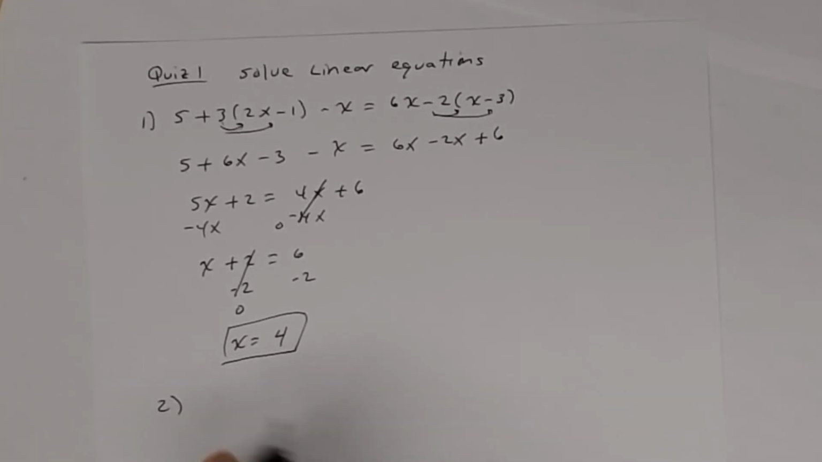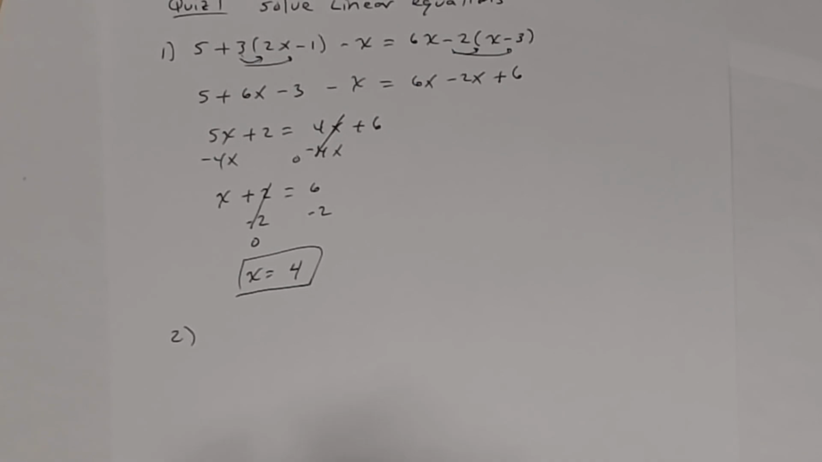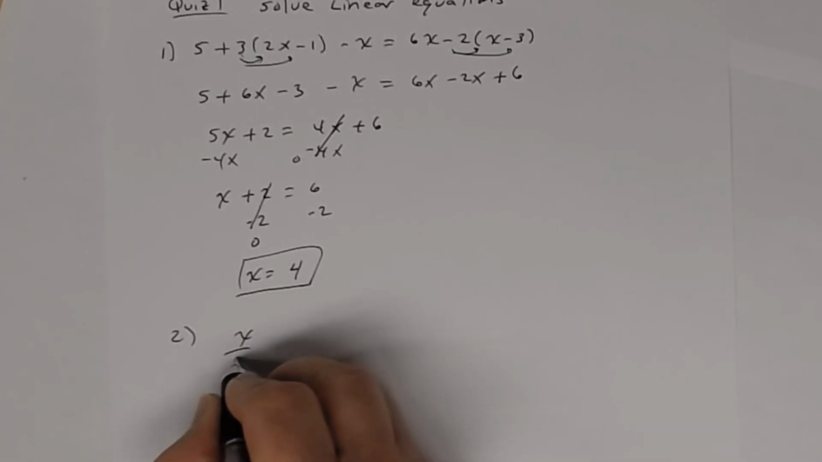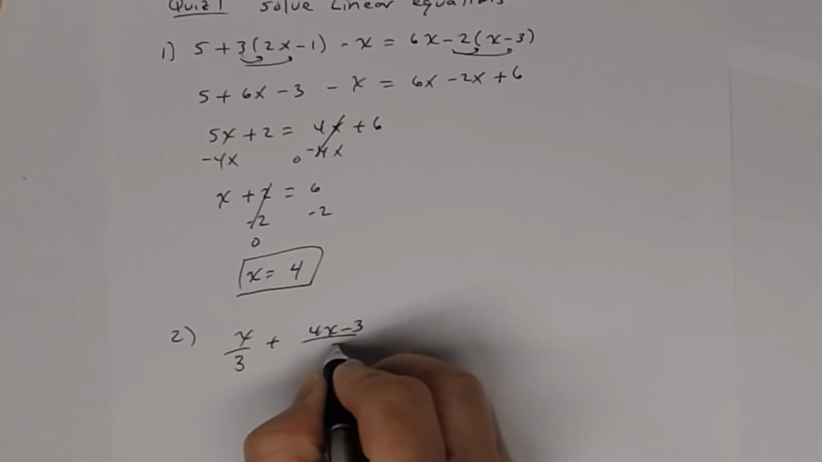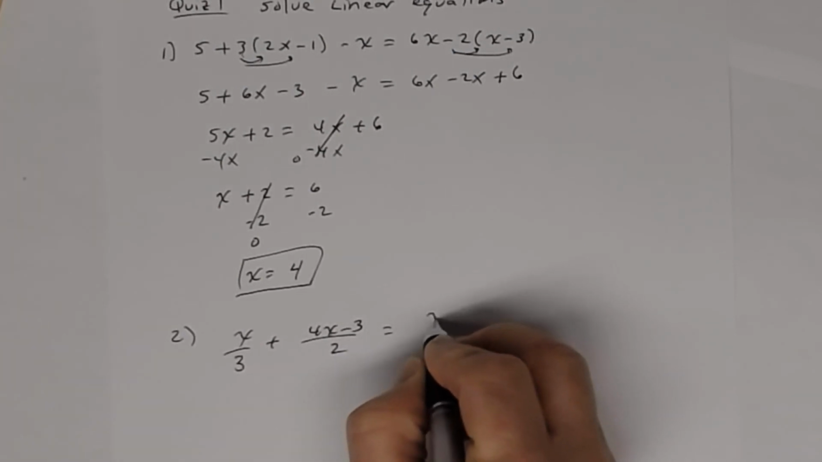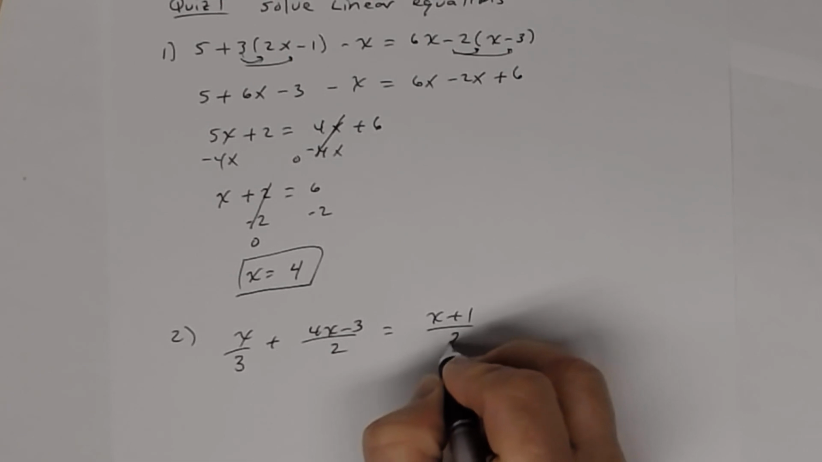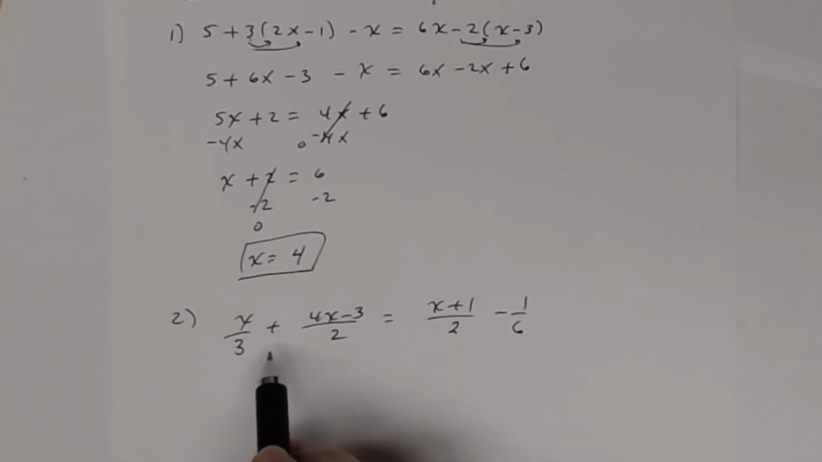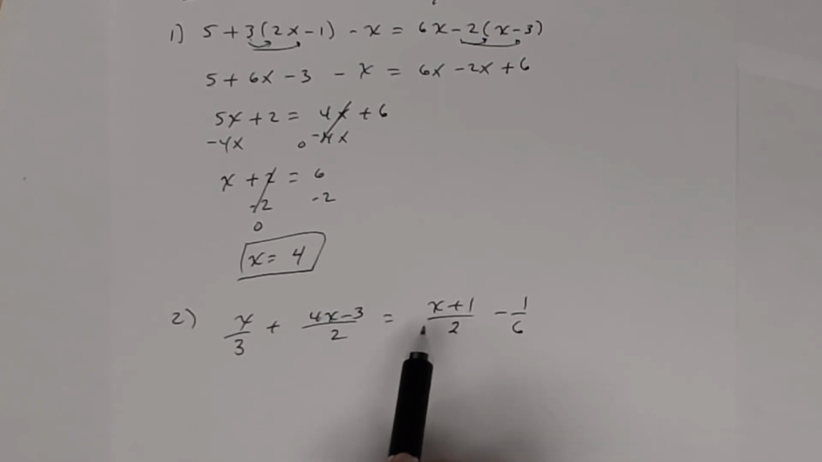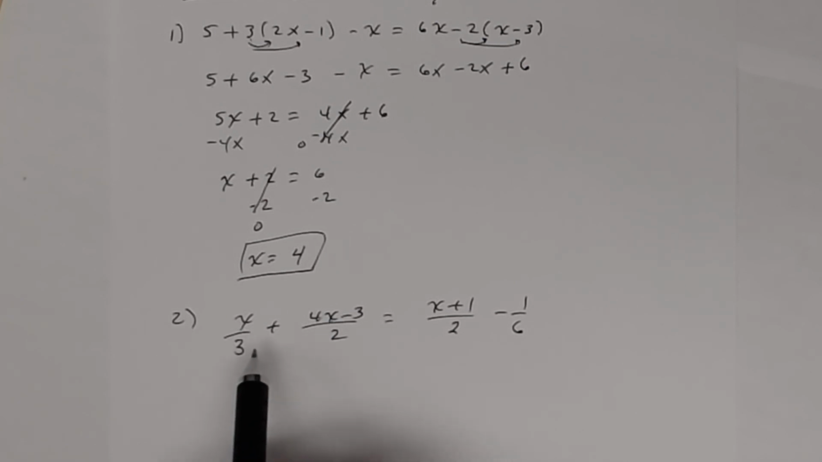Okay, number 2. So number 2, we have this linear equation, and it was x divided by 3 plus (4x minus 3) divided by 2 equals (x plus 1) divided by 2 minus 6. All right, so I have fractions this time, and so the best way to solve this linear equation is to clear the fractions.